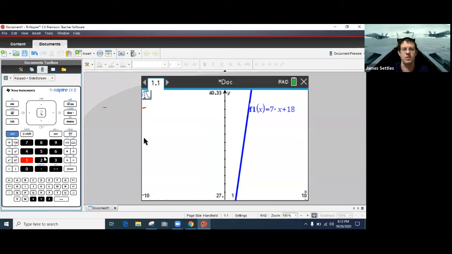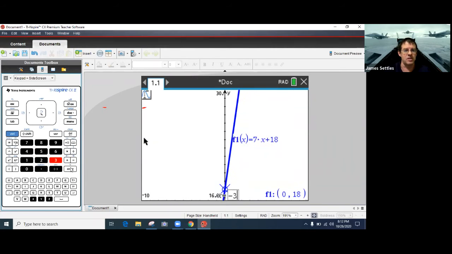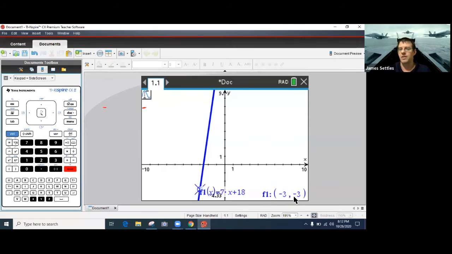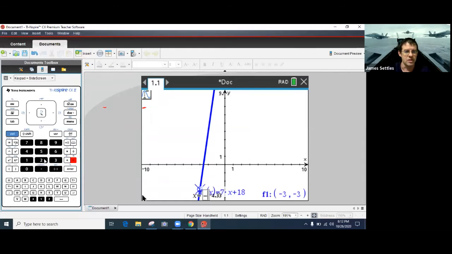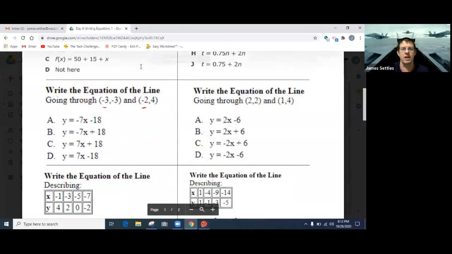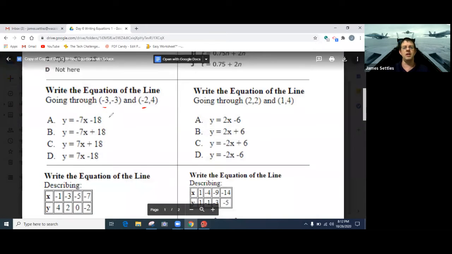So menu 5.1, we're going to type in -3 and okay, -3. Now let's look at the other one, which is -2. So -2, and it says -2 and +4, and that's what we got. So there's only one equation. As soon as you find that equation that contains both of those points, that's your answer. You do not need to go type in the rest.